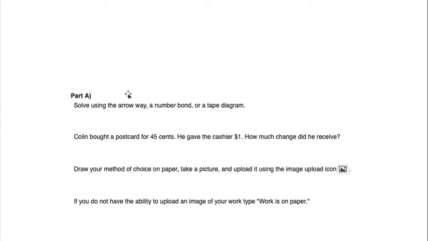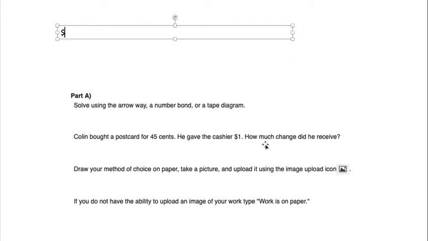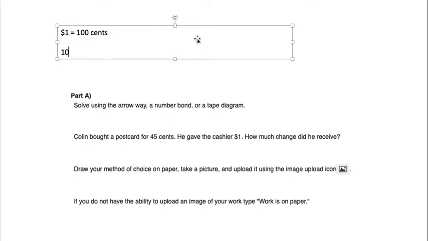So in this one it says, Colin bought a postcard for 45 cents. He gave the cashier $1. How much change did he receive? Okay, so he bought something for 45 cents. He started out with $1. So I know that $1 equals 100 cents. And I see down here that it says 45 cents. So I know he started with 100 cents, then he bought something for 45 cents. If I check my units, cents and cents are the same.